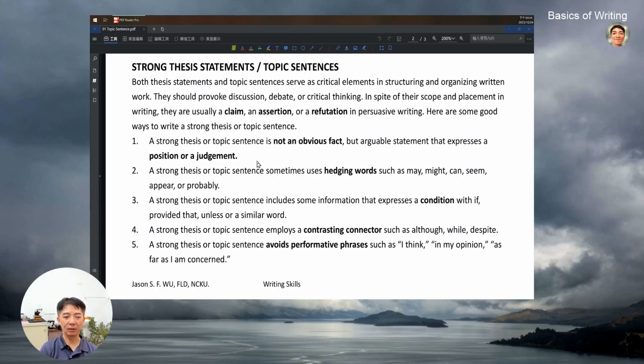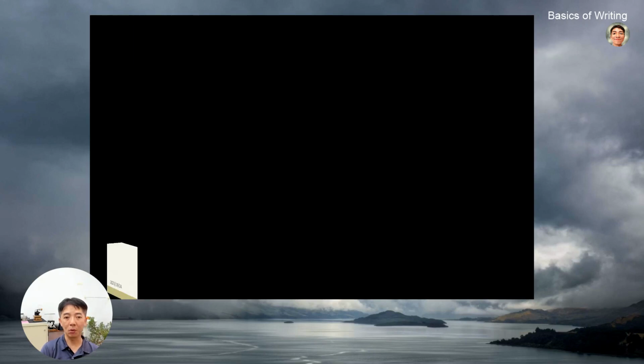Hedging words, just like conditional words, can also be hedging words, right? Okay, so let me show you what are some hedging words and what hedging means. So let's take a look at these two examples, and I want to use this slide to explain my points.